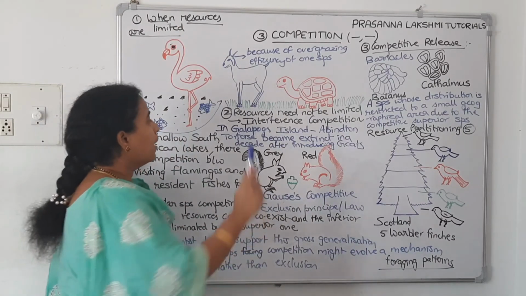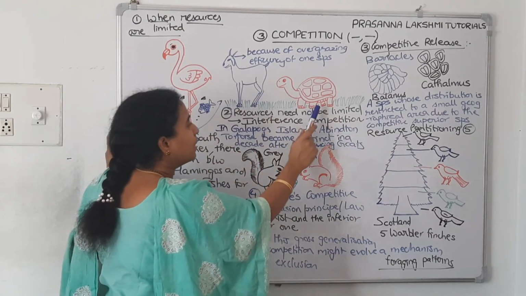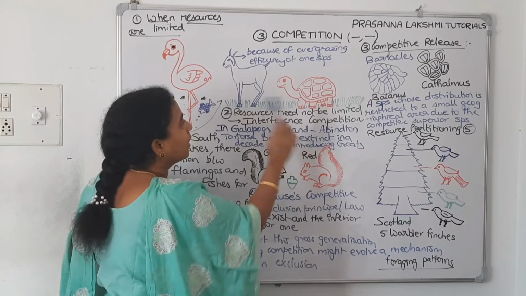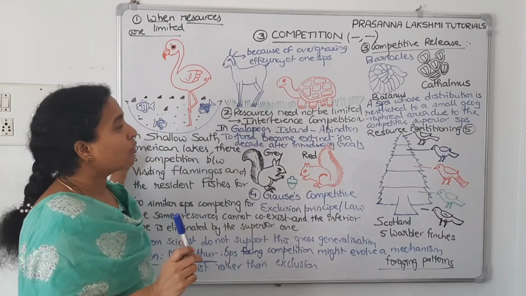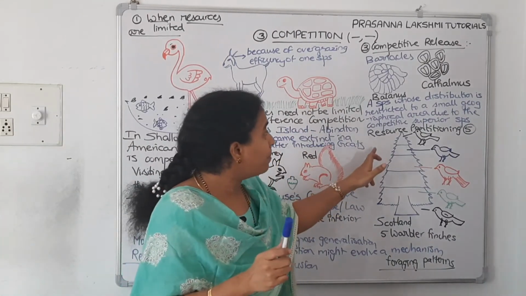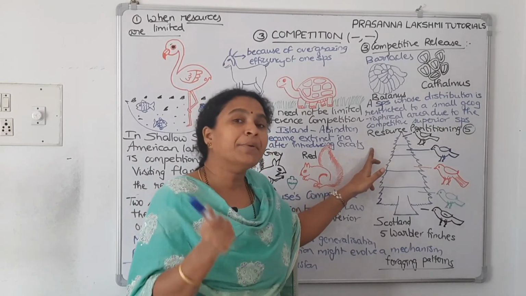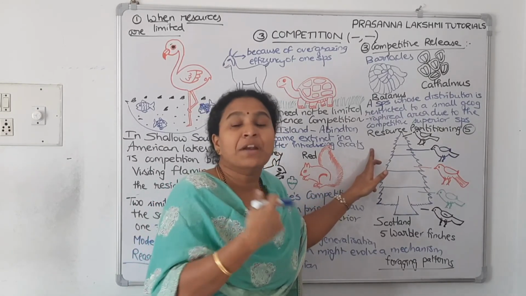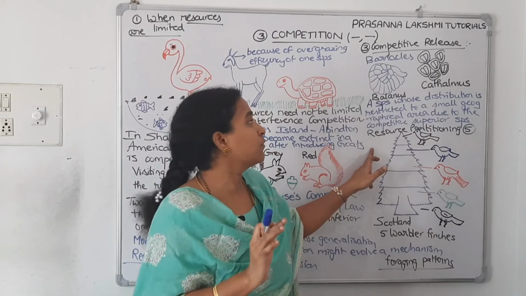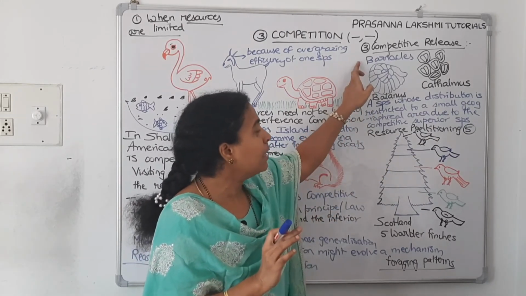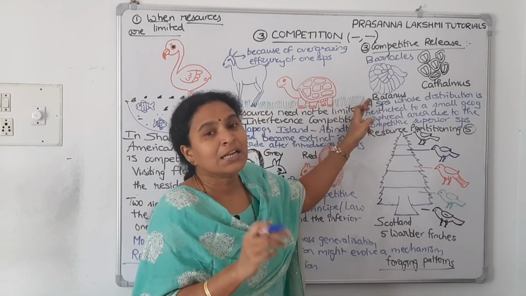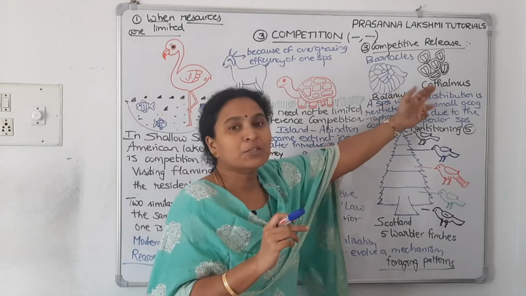We have taken the Galapagos Islands, where the Abingdon tortoise got eliminated by the introduction of goats. And the third one we talked about is competitive release. In competitive release, when we remove the competitively superior one, the inferior one will be released. It can spread to several areas. For that we have taken the barnacle as an example. When you remove the superior barnacle called Balanus, the inferior one will spread nicely.